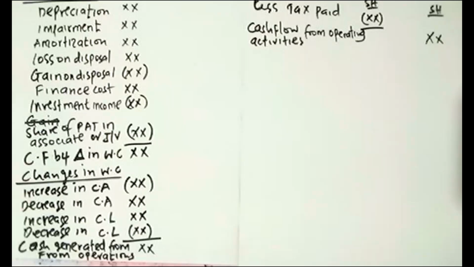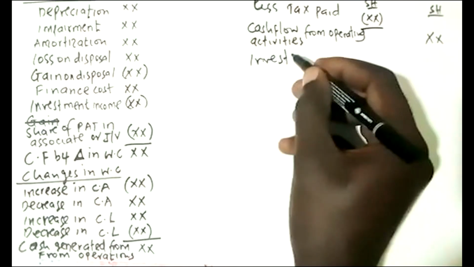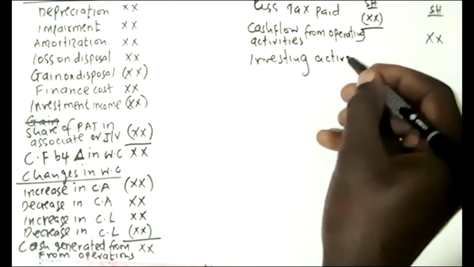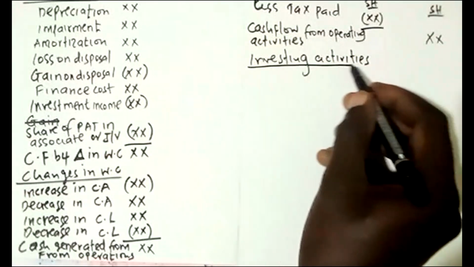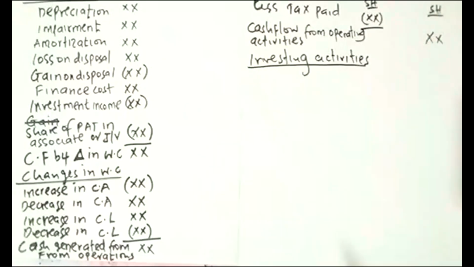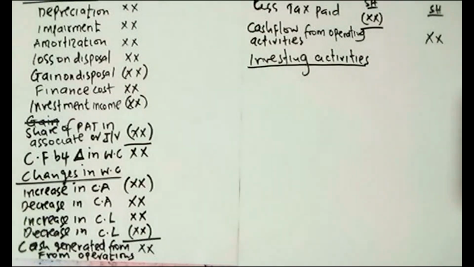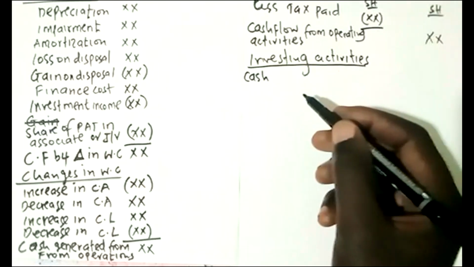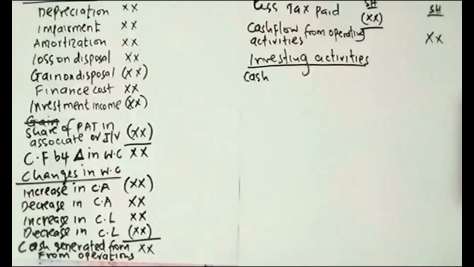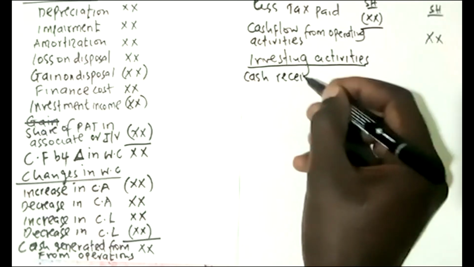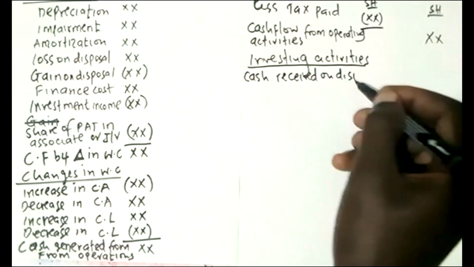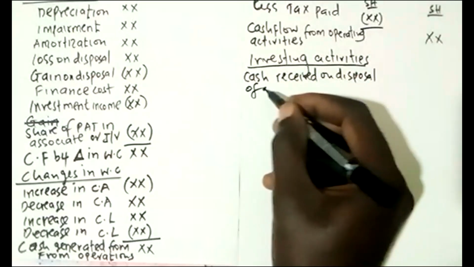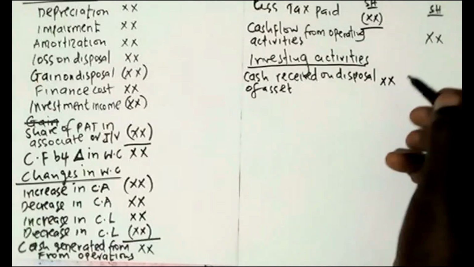I explain the other part. So investing, and I kindly ask you to follow my format because it's simplified. So investing activities, we consider assets which are acquired or disposed. So if there was an asset which was acquired, you paid cash. But before I talk about cash paid to acquire an asset, remember that if you disposed of an asset, you received the cash. So let me start with the cash you received. Cash received on disposal of asset.